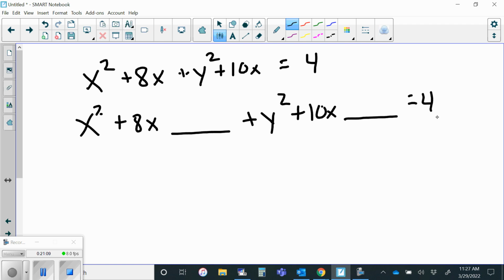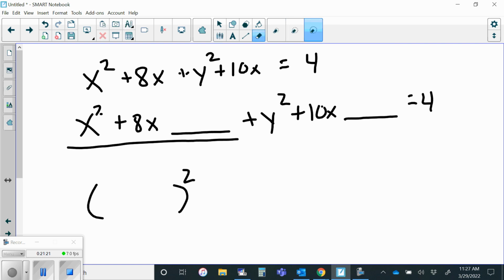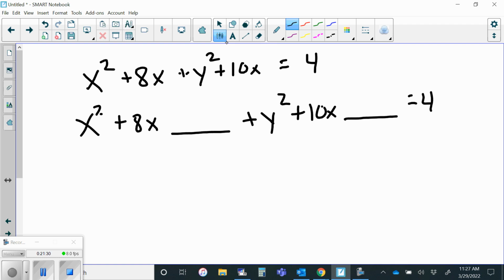What do I need to do? What was the skill I just taught you? I called it completing the square. I need to make this a perfect square so then I can put it in its factored form. Well, in order for me to do that, it's missing something. What's it missing? A plus what back here? How did you get that? Divide 8 by 2. What's 8 divided by 2? 4. Square 4. What is it?